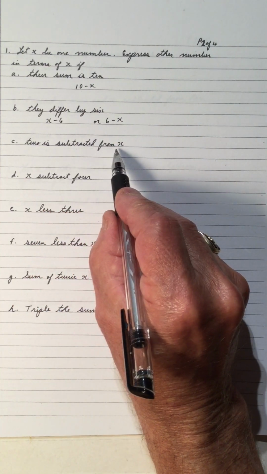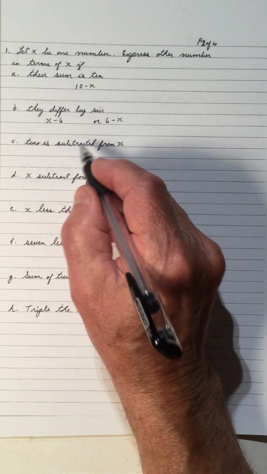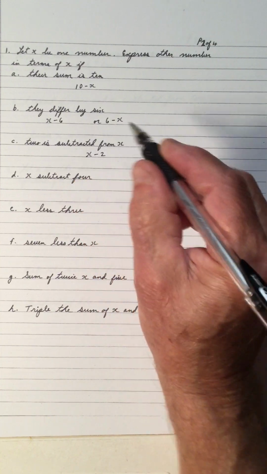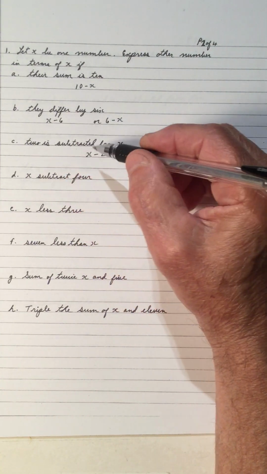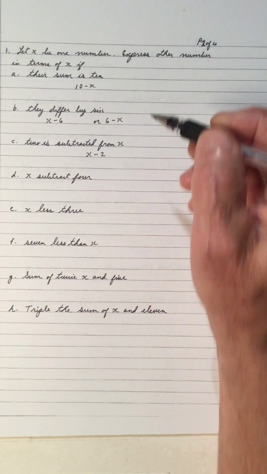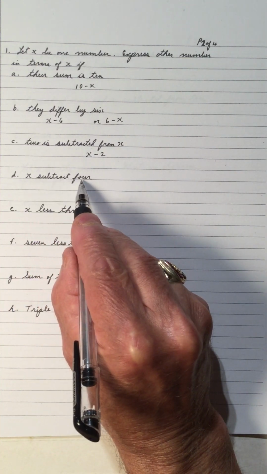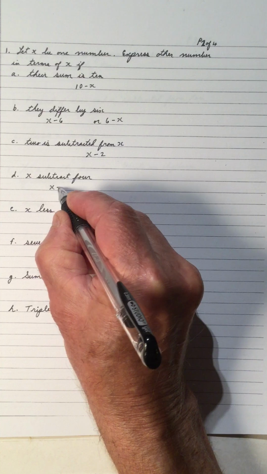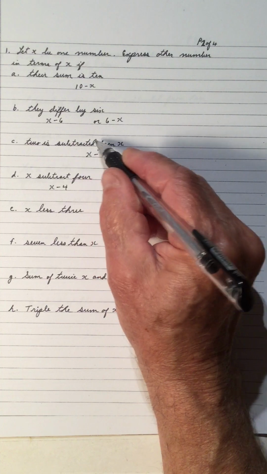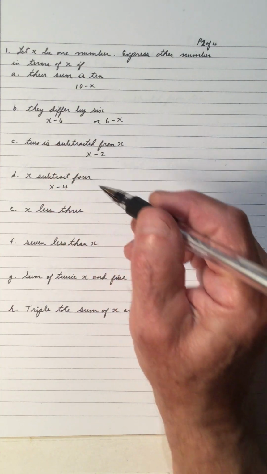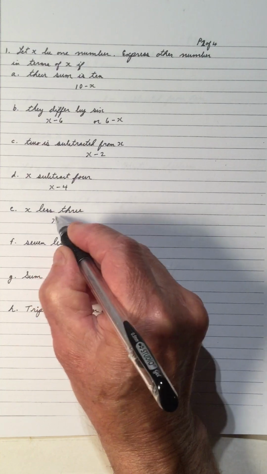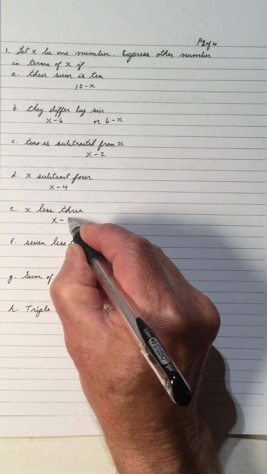2 is subtracted from x, so that means it's x minus 2. If you have a number and you take away 2 from x, it's x minus 2. X subtract 4, so that's x subtract 4. Notice the subtracted is reversed. That's x minus 2. x less 3. x less 3.